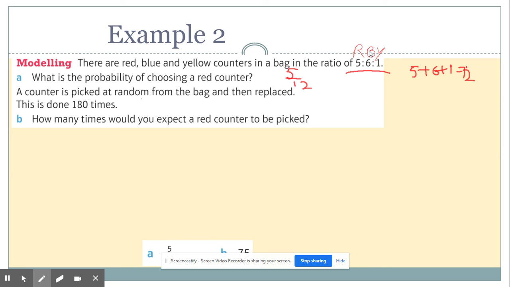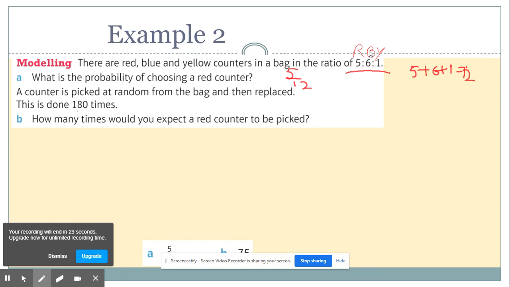A counter is picked at random from a bag and then replaced. This is done 180 times. So now the experiment is done 180 times. How many times would you expect this to happen? 5 over 12 multiplied by 180, and if you just cancel it, 12 and 180 gives 15, so 5 times 15, the answer will be 75. Again, it is expected to happen or estimated to happen.